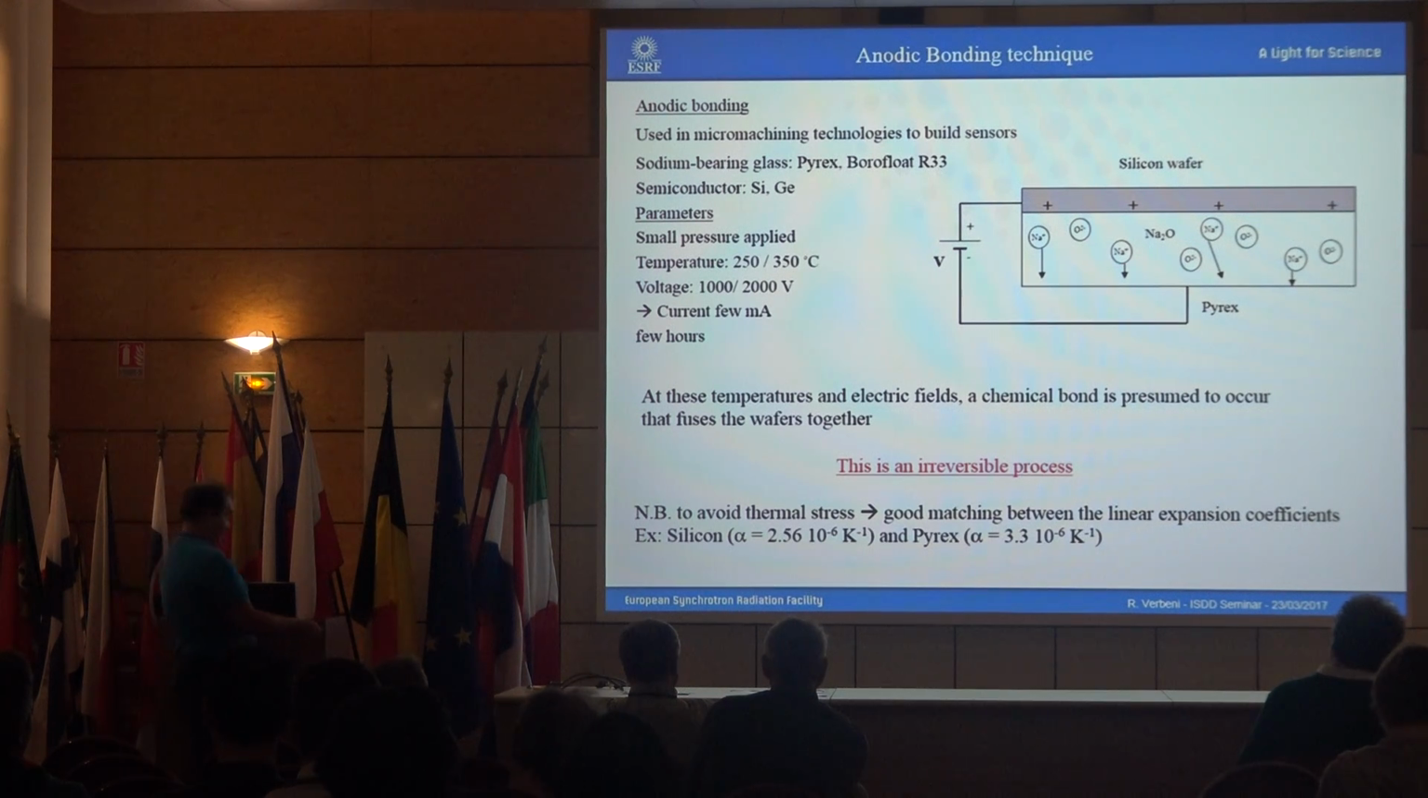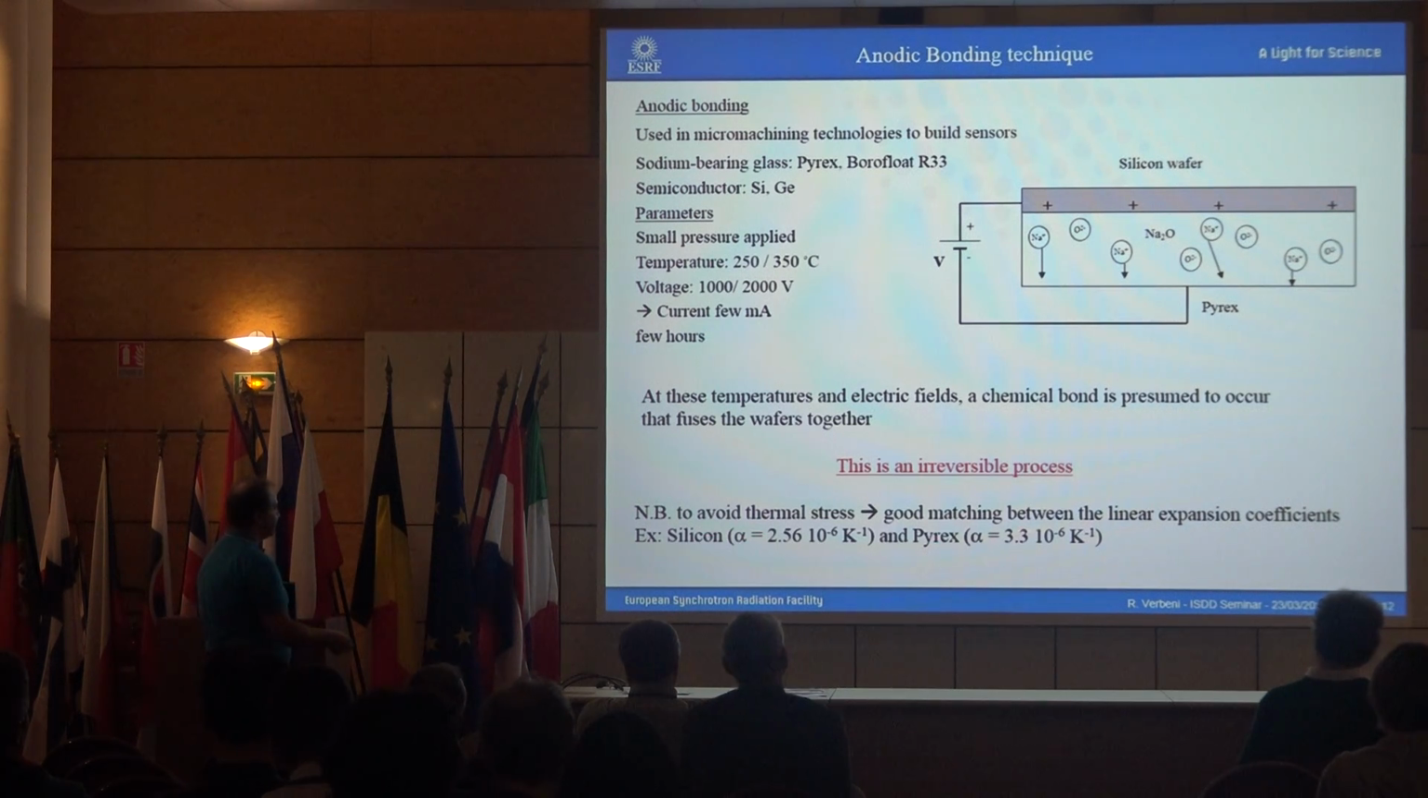This works very well if you match the two linear expansion coefficients. Otherwise, you either break everything, or the crystal is completely stressed. For example, for silicon, a good match is Pyrex or this Borofloat 33, which is matched very well. If you put, for example, Pyrex on germanium, you will break everything. I think we were the first to use this technique on a spherical surface. We did the first test with Menard already in 2001.